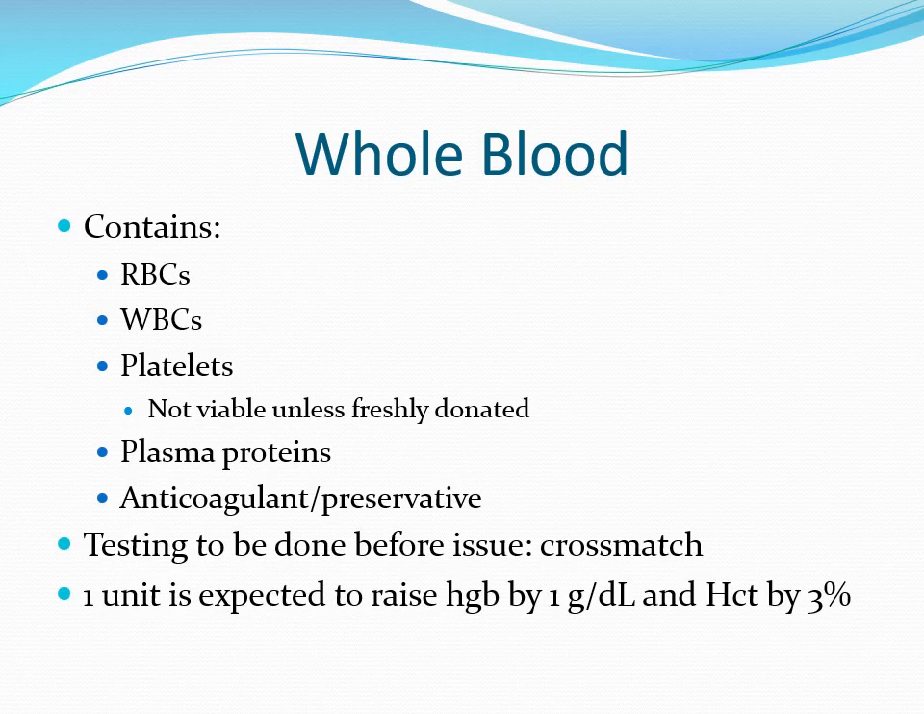Again, whole blood is going to contain RBCs, white blood cells, and platelets. These normally are not viable unless from a fresh donation. Plasma proteins. It's going to contain an anticoagulant or preservative, just keeping it from clotting up on the shelf. These do need to be cross-matched before they're given, and 1 unit is expected to raise the hemoglobin by 1 gram per deciliter and the hematocrit by 3%.